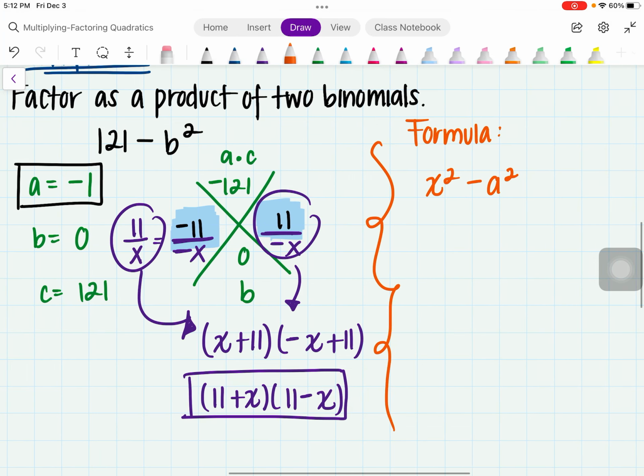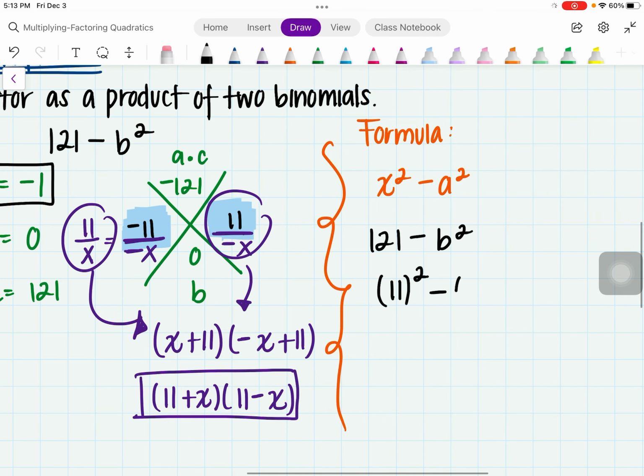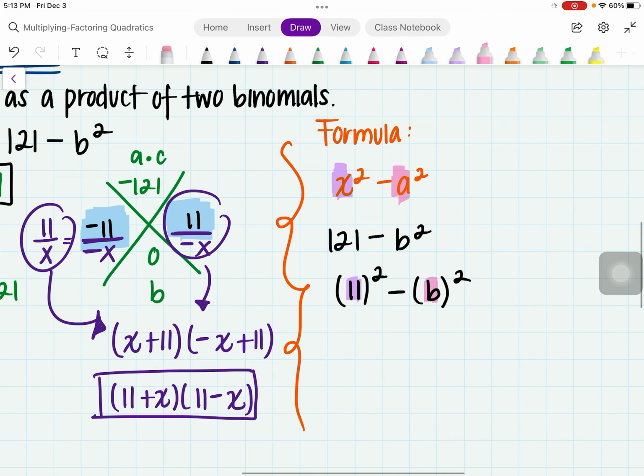So what they're telling you, what we have to do in this case, if we want to go ahead and use the formula, is in this case we have the terms or the expression 121 minus b squared. In this case, you want to go ahead and take the square root of both of these. In this case, square root of 121 is 11, or I could express 121 as 11 to the second power because 11 times 11 is 121 minus, in this case, I could express b as b to the second. And in this case, x is represented by the 11, and the a is represented by the b.